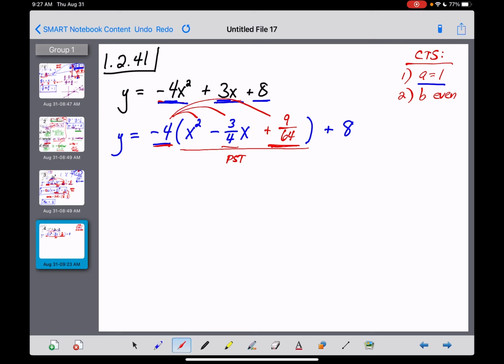So I need to multiply, let me do this at the bottom again, -4 times 9/64. Well, if I divide a 4 out, that's a 1 and a 16, and I end up with -9/16. So it looks like I added 9/64 here, but because of this coefficient of -4, what that really means I did was I subtracted 9/16 on the right side. That's what I need to balance it out.